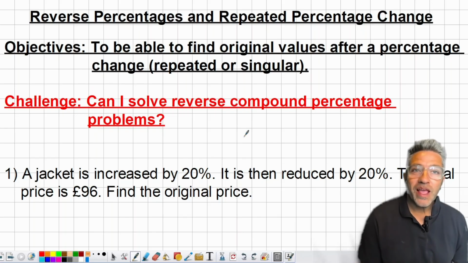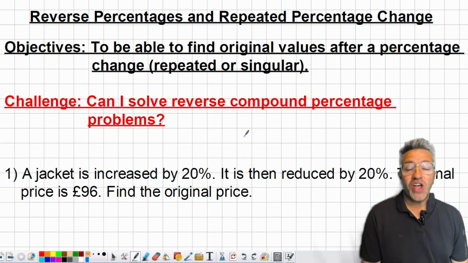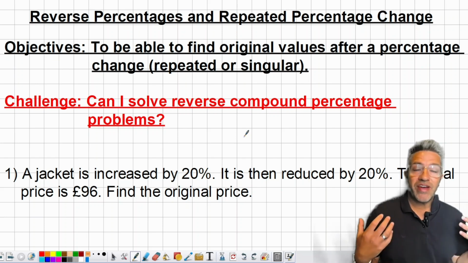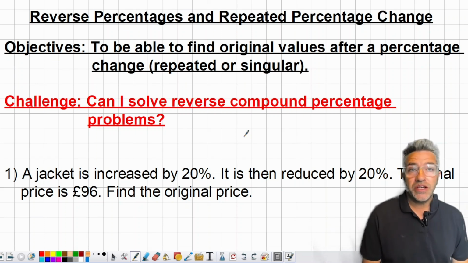Hello and welcome. Are you somebody looking to achieve one of the highest grades possible in GCSE Maths? If you are, then please continue to watch this video as we aim to tackle the topic of repeated percentage change and reverse percentages.